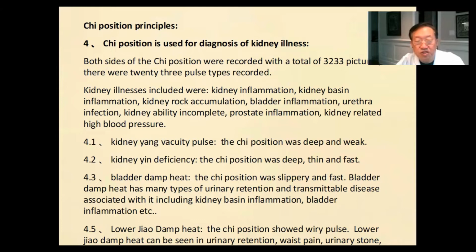Bladder damp heat has many types of urinary retention and transmittal disease associated with it, including kidney basin inflammation, bladder inflammation, and so on. 4.5 Lower jiao damp heat. The Chi position showed wiry pulse. Lower jiao damp heat can be seen in urinary retention, waist pain, urinary stone, tongue red with yellow coat, wiry pulse, and stone urinary obstruction.